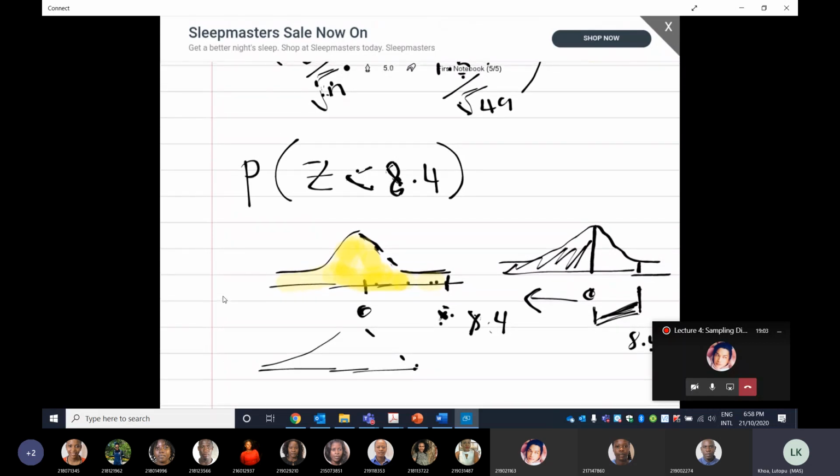How can we use our table to get this area when our table is clearly giving us the area over here? Oh, sorry, I thought I was on mute. Anybody else? How can we work out that area?